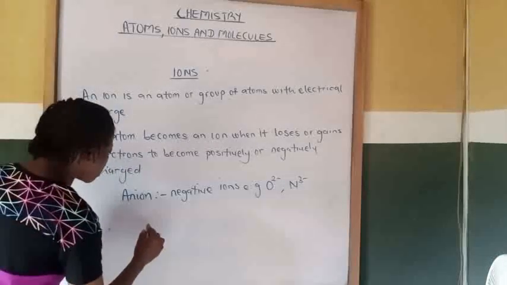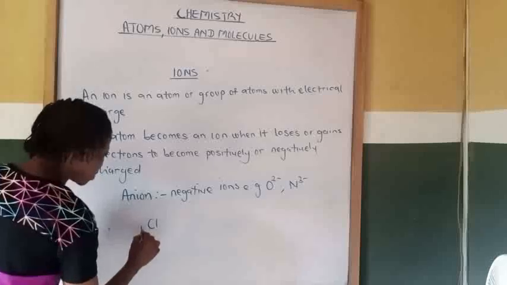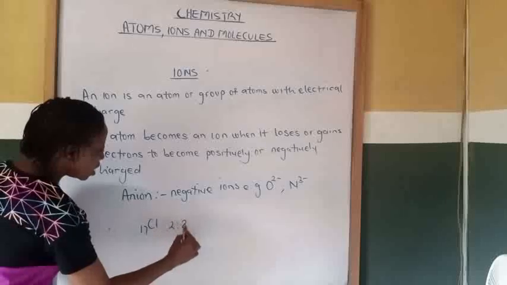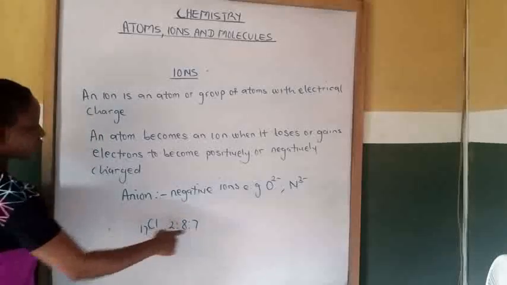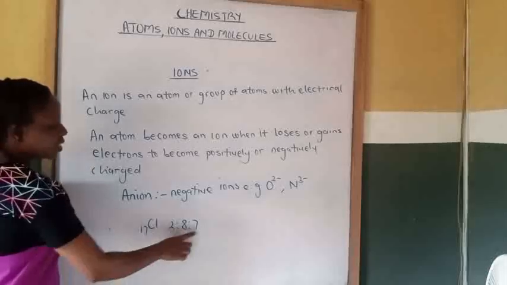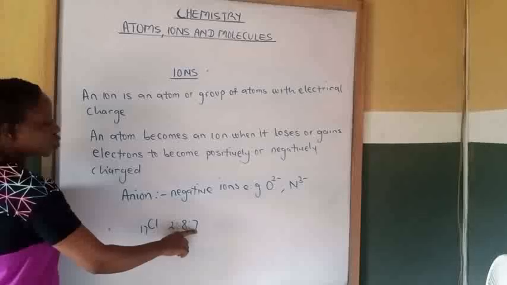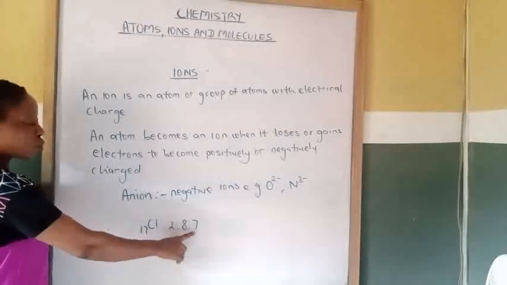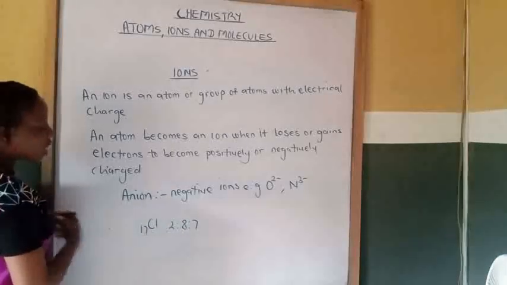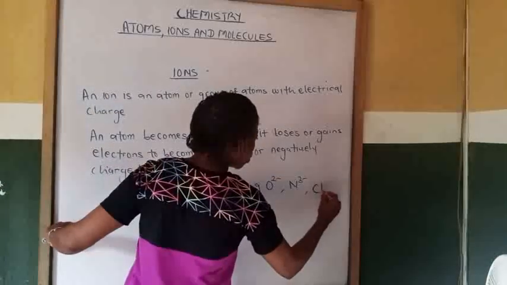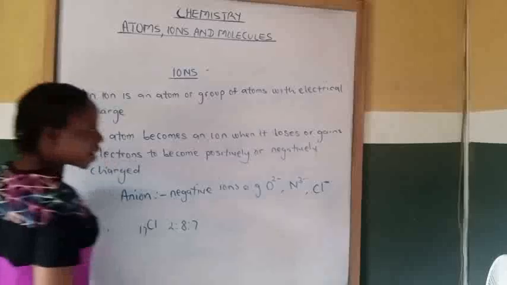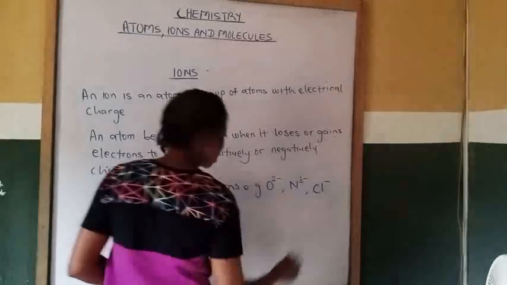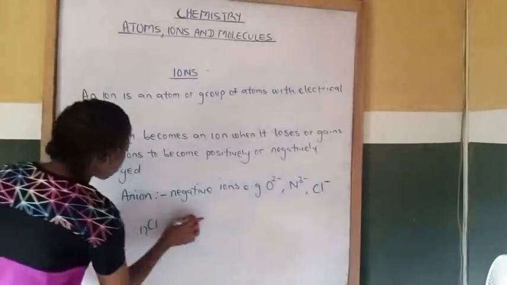Let's take another element. Let's take chlorine first. Chlorine is number 17. So the electronic configuration will be 2:8:7. 2 plus 8 plus 7 gives us 17. The last valence electron count is 7, so it needs one more to make the 8 electrons that are supposed to be there. So the charge on chlorine will be -1. We don't always write it as -1; it's just minus. So -1 means minus.